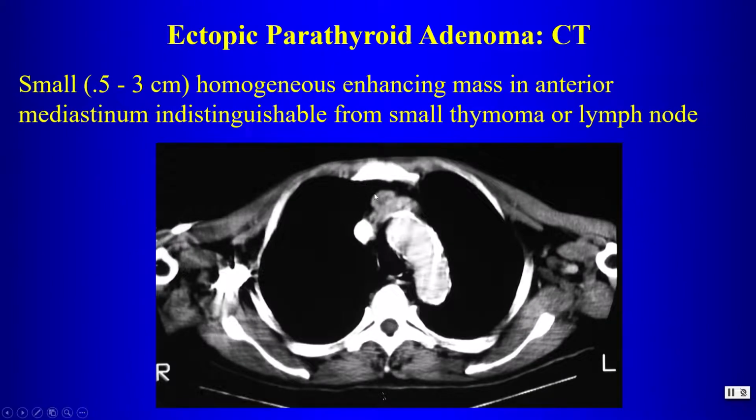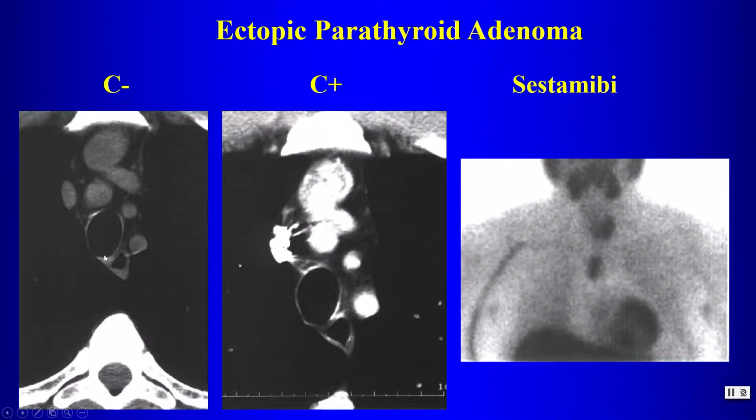These tend to be small lesions, and these tend to be enhancing lesions. Usually you don't find these incidentally, you find these because you're looking for them given the clinical history. So these are vascular lesions, and they will enhance with contrast. Nowadays, of course, we look for these with sestamibi.